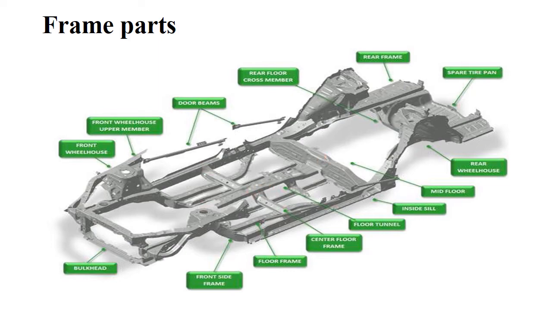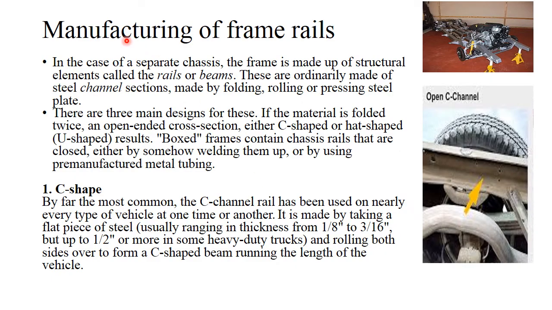Talking about the manufacturing of frame rails, in a chassis the frame is made up of rails or beams. These are nothing but channel sections which are manufactured by folding, rolling or pressing the steel plate. There are three designs: one is C shape, another is hat shape, and another is box shape. We'll see all these shapes one by one.